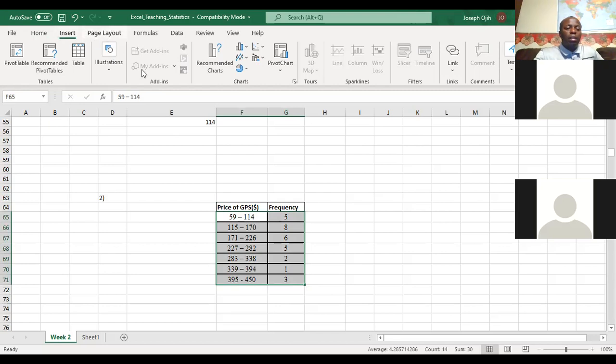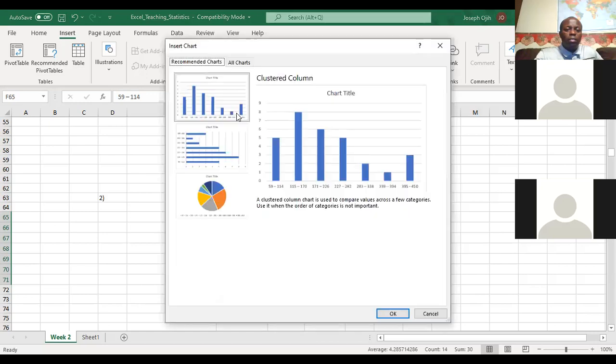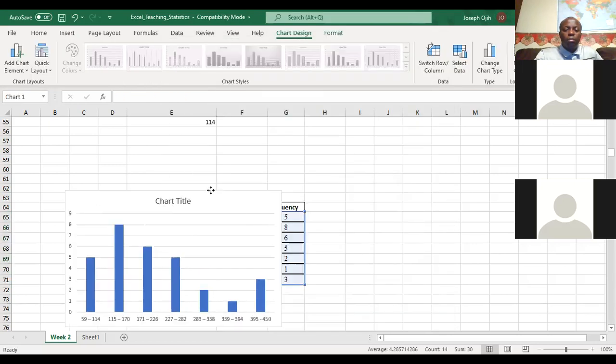Okay, I think I click on insert. It's not highlighted. Once you click on insert, you're gonna look at the recommended chart right here. I can use any of these. This is a bar graph too. Click on the recommended chart. I can see that the graph is already drawn. See? It's drawn.